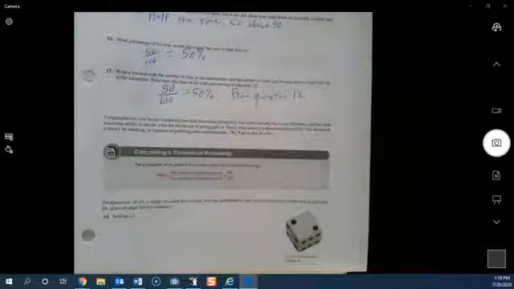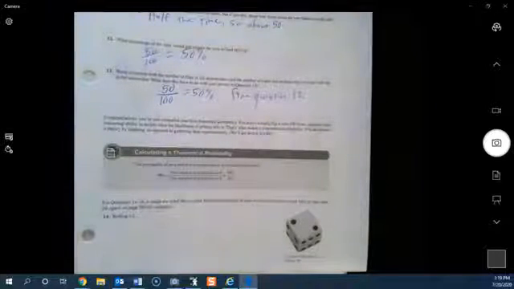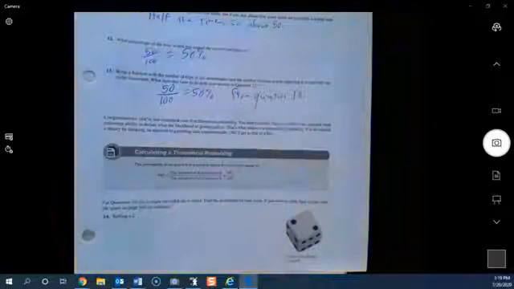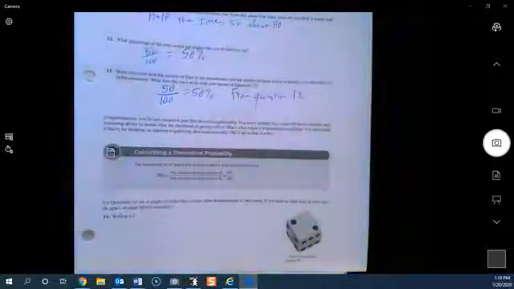Calculating a theoretical probability. The probability of an event E in a sample space S occurring is given by, so the probability of an event is equal to the number of outcomes in E over the number of outcomes in S. Now, S is the sample space, which means the total amount that you're using. And then E is the expected outcome, the expected event.